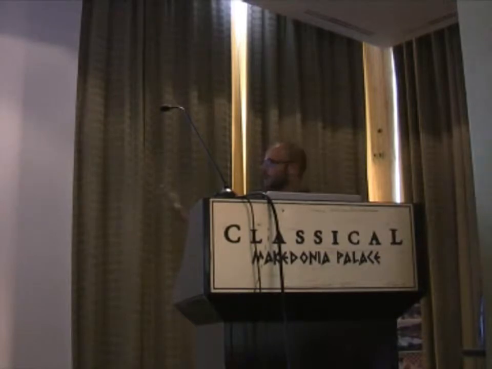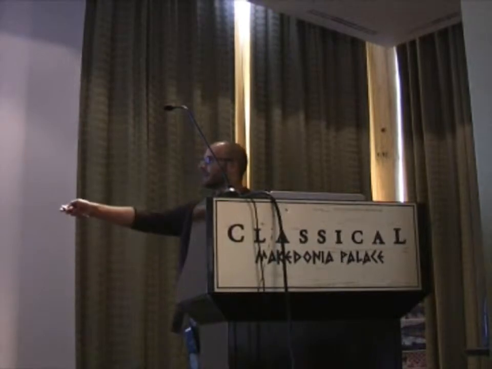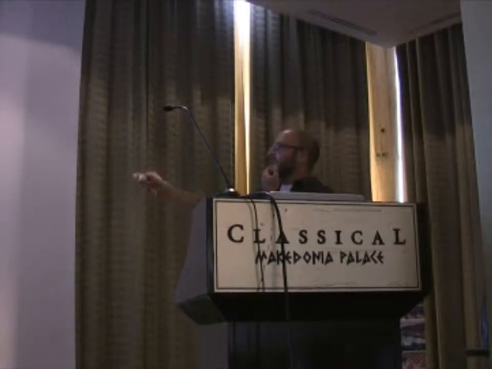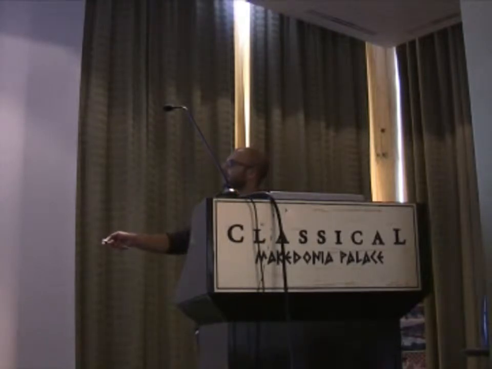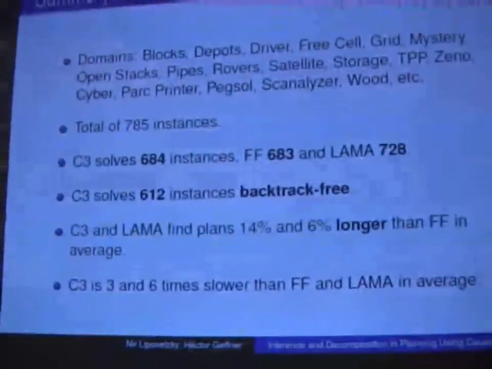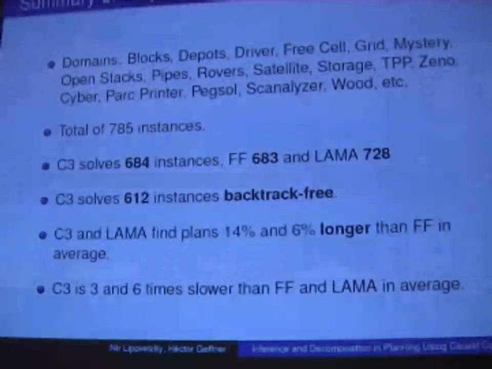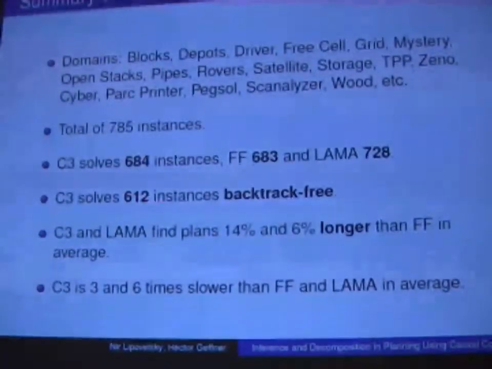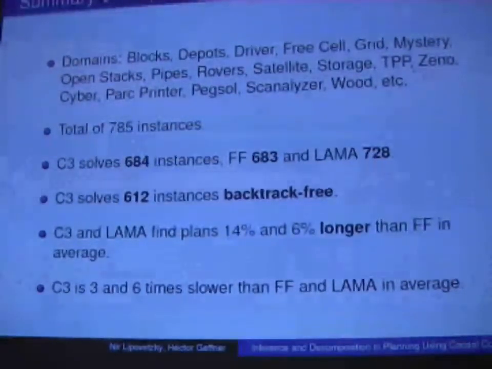So what happened in bigger problems? So we get empirical results comparing with FF and Llama, and the planner is evaluated using a timeout of 2 hours and a memory out of 2 gigabytes. So from a pool of domains from the last planning competitions, we have in total 785 instances, and C3 solved 684, one more than FF, and much less than Llama, 728. But the most important is that 612 of them are solved backtrack free. And by backtrack free, we mean that it chooses a path, and it follows it, and it doesn't get confused. It just goes straight to the goal.